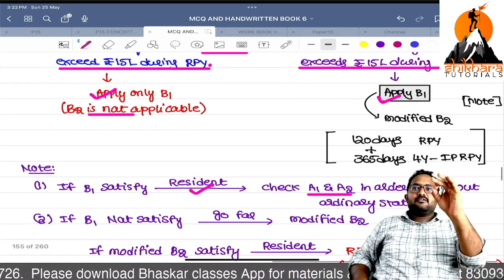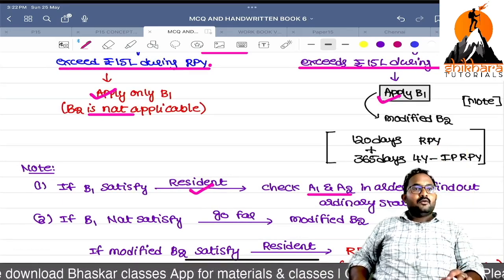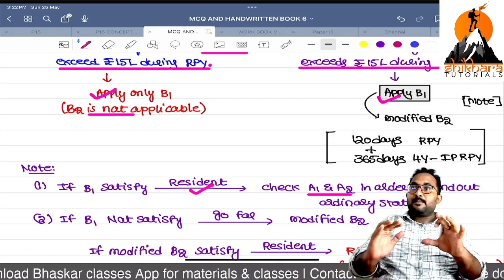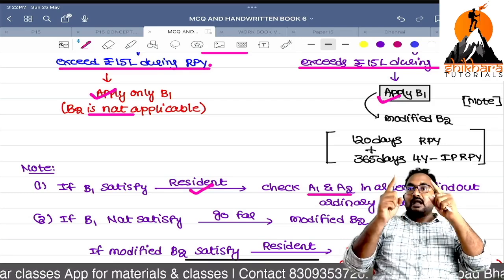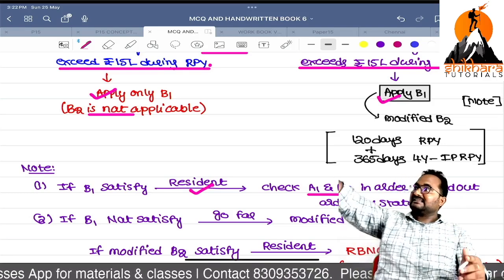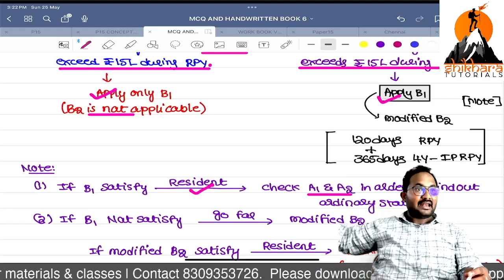Sir, if B1 is not satisfied, then we try to apply one more condition, because our objective is that I want to treat that person as a resident only, because he has total income from Indian sources of more than 15 lakh.